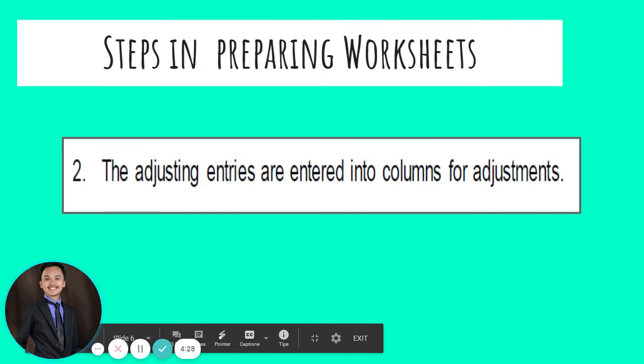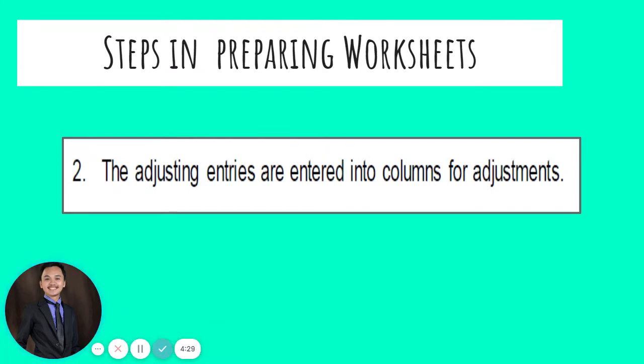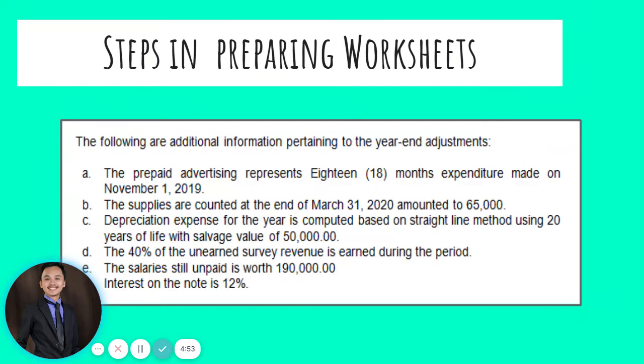The second step in preparing our worksheet is to adjust. Prepare adjusting entries, and your adjusting entries are entered into the columns for adjustments. Again, in step 4 of the accounting cycle, we include the adjustments. The prepared adjusting entries will now be integrated in the preparation of our worksheet. For example, we have here sample items to be adjusted.